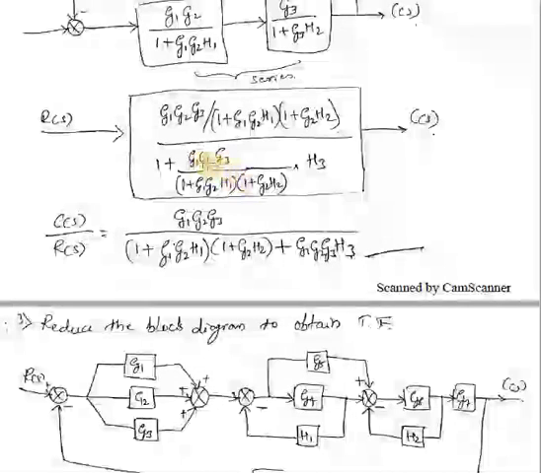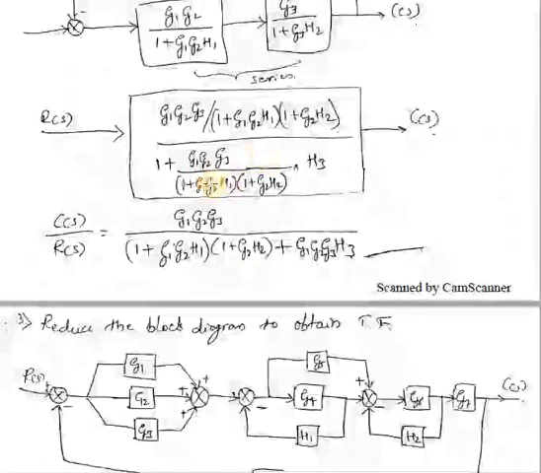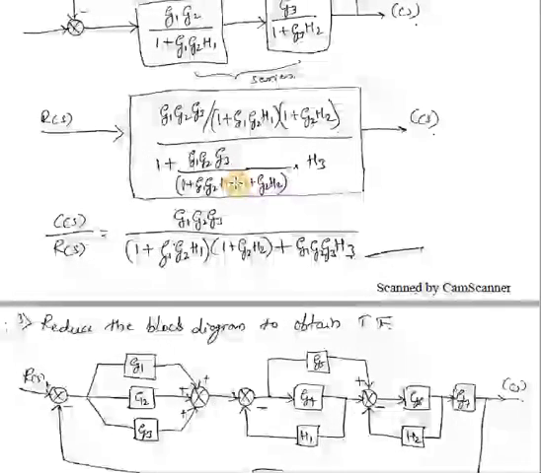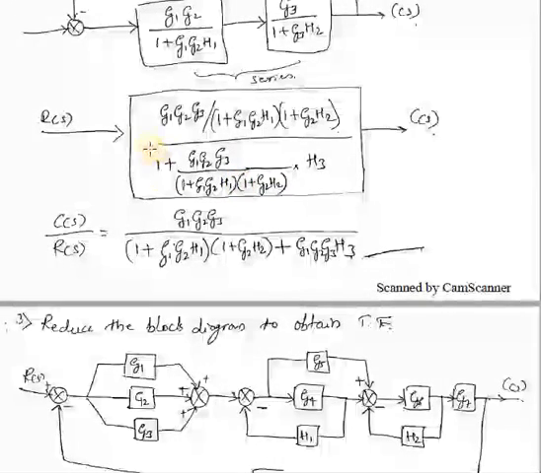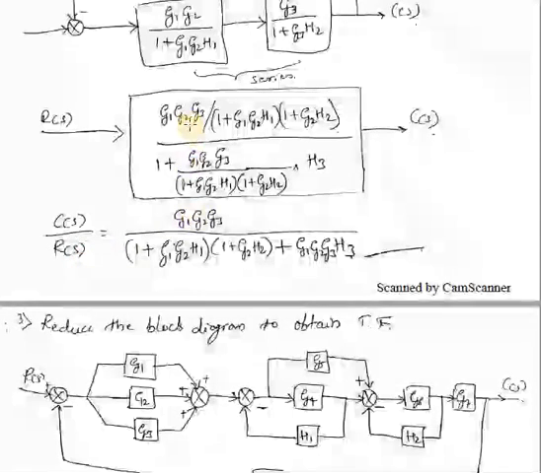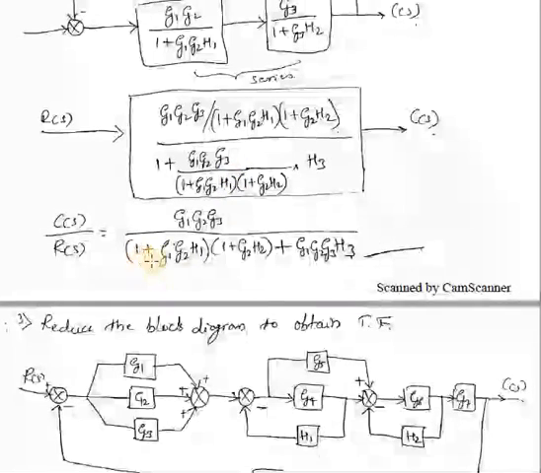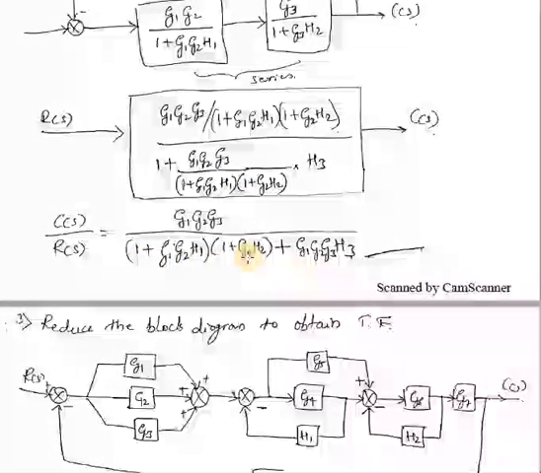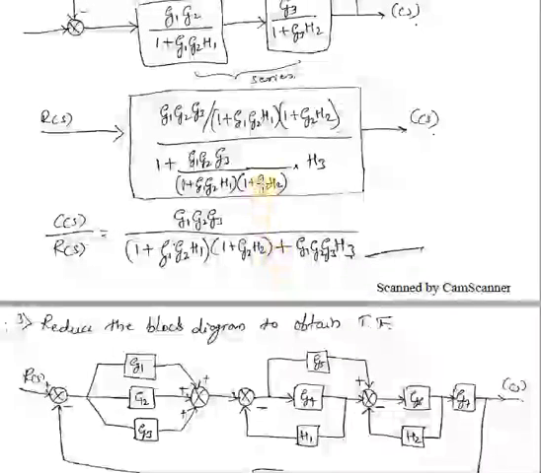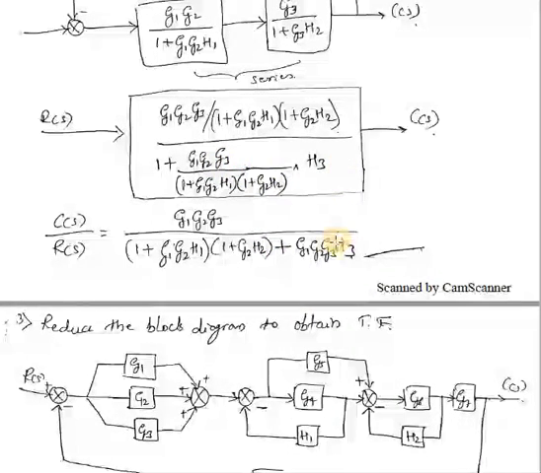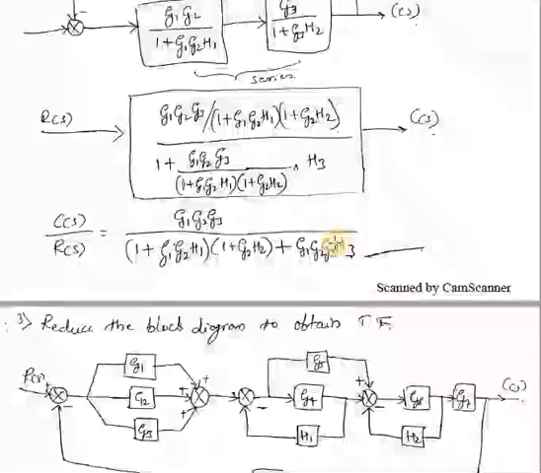In the denominator, rewrite it as G1 G2 G3 into H3 divided by this. If you take the LCM, you need to cross multiply with this 1, and this will be A by B and C by B. Here the denominators are the same, so directly we can cancel them. So C of S divided by R of S will be G1 G2 G3 divided by 1 plus G1 G2 H1 into 1 plus G3 into H2, plus G1 G2 G3 into H3. That is the answer, the transfer function.